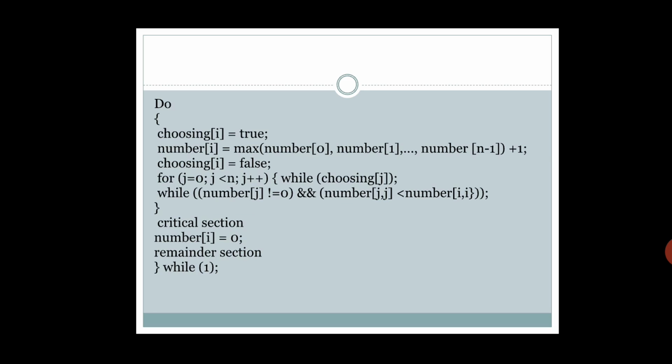Ultimately this code will push you to the critical section once it becomes true. Otherwise you are going to initialize 0 to the number of i position, then you go for the remainder section. Fine, this is the overall idea.